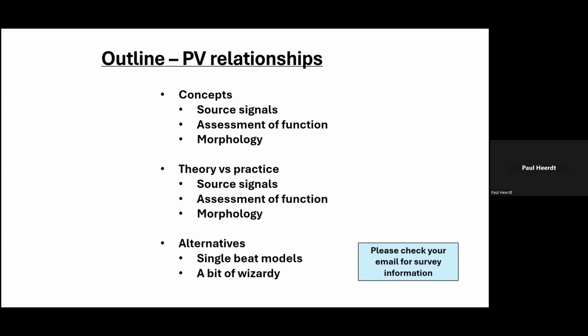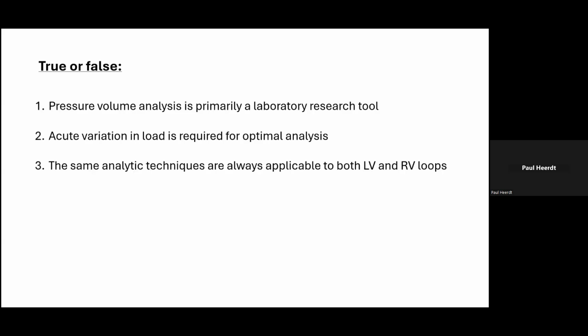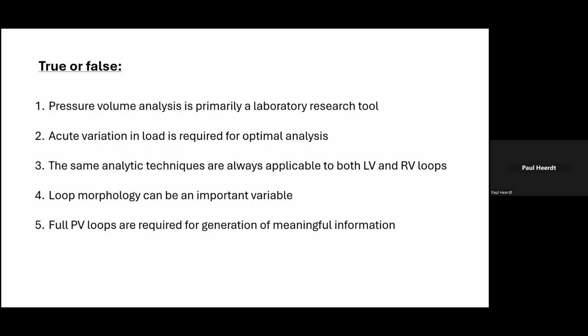So a few little questions here. True or false: pressure volume analysis is primarily a laboratory tool. Acute variation in load is required for optimal analysis. The same analytic techniques are always applicable to both the left and right ventricle loops. Loop morphology can be a very important variable. And full pressure volume loops are required for generation of meaningful information. We'll touch on all of these topics as we go through.